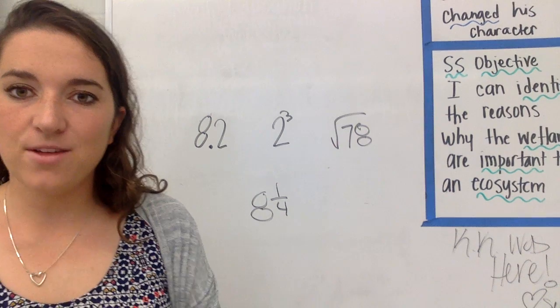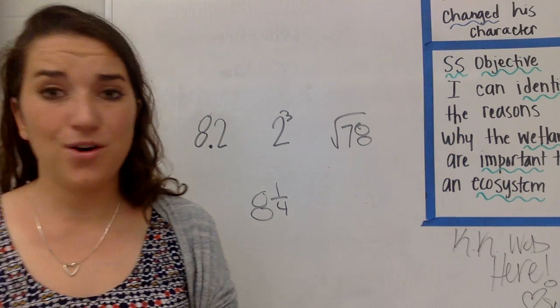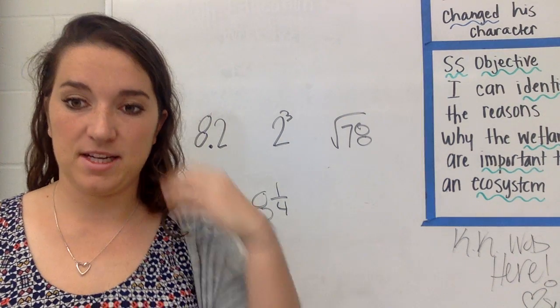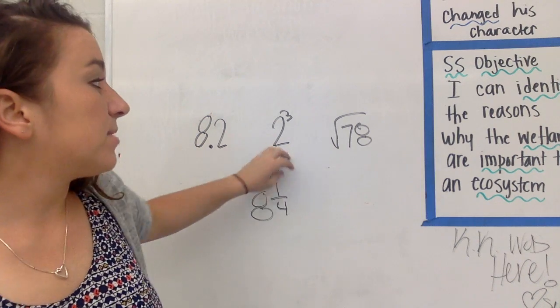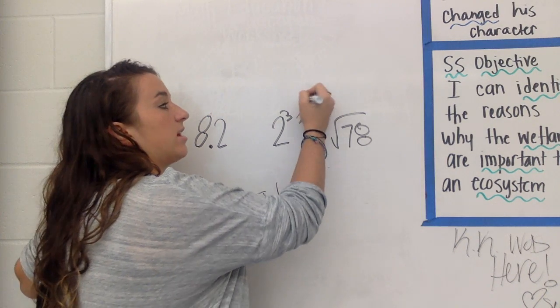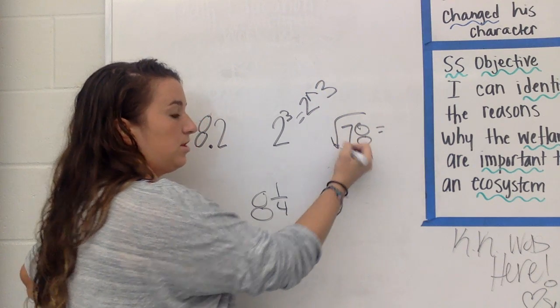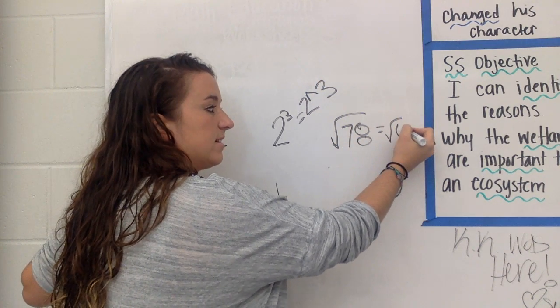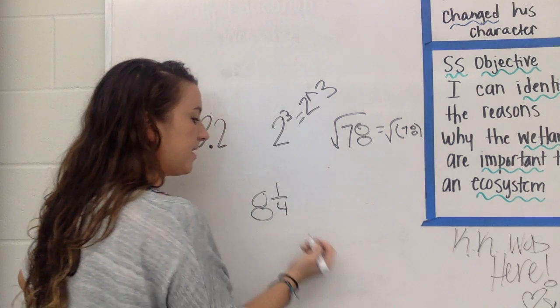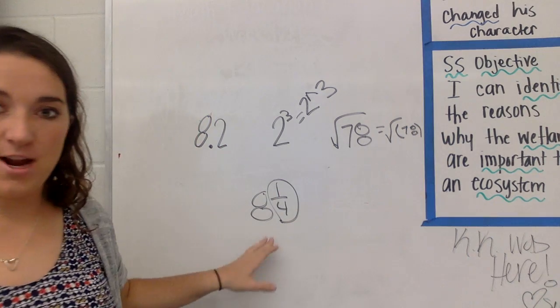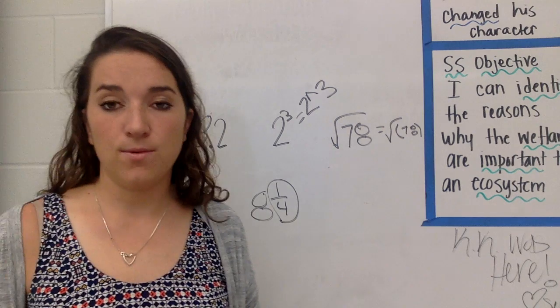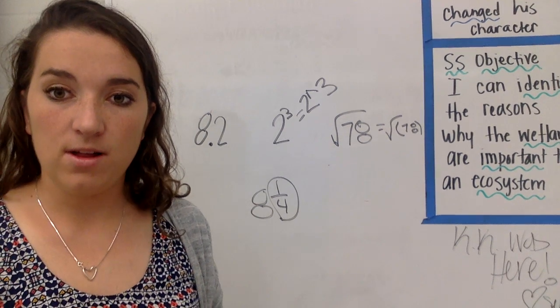Go ahead and try the rest of the independent practice on your own. Just use your calculator in any way possible to support you. For this one, you can do this using a calculator. You'll do 2 caret 3. This one you know how to do. You just do the square root, open parentheses, 78, close parentheses. This one, start by dividing 1 by 4, and then add the 8 in the ones place, and then order them all. Good luck.